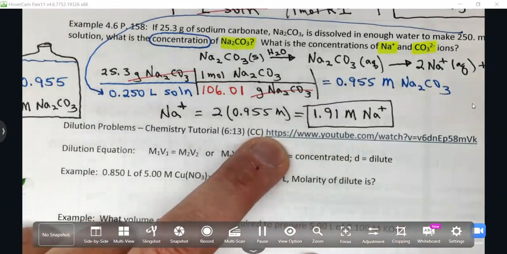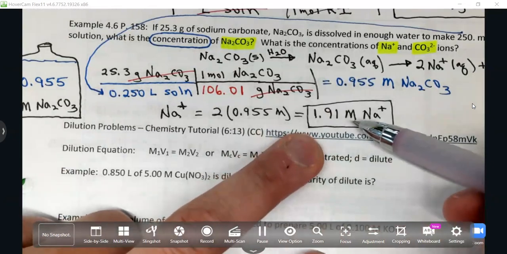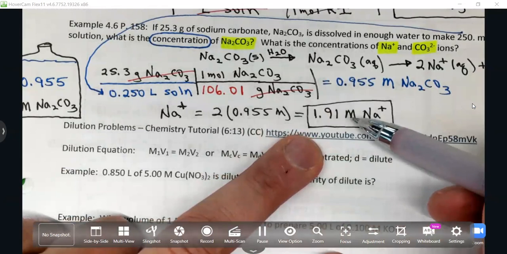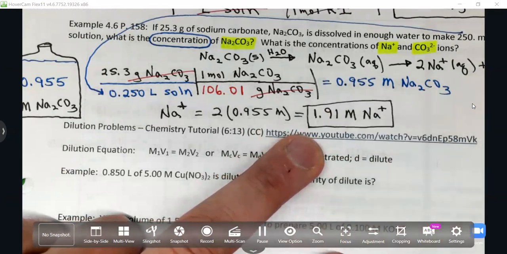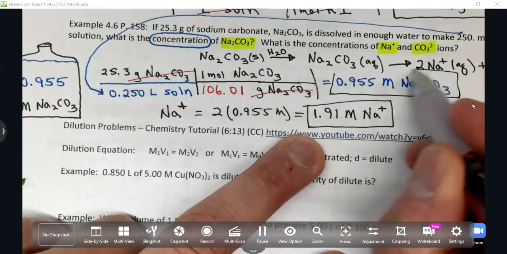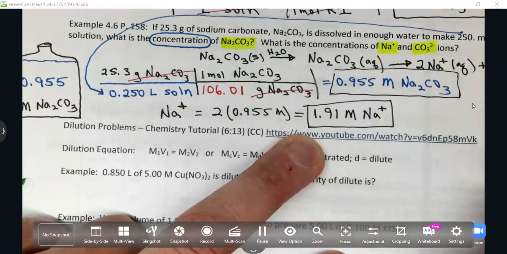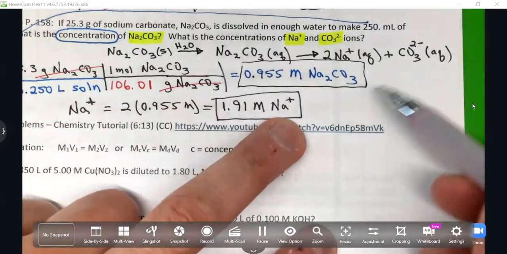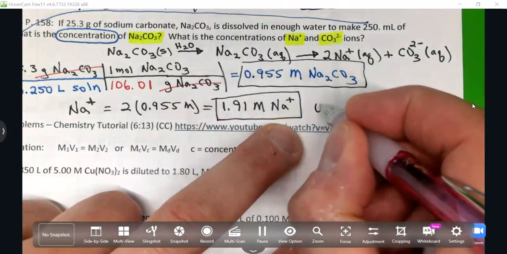Remember, this is moles per liter. Moles is just a number, right? Just like a dozen is 12, moles is just 6.022 times 10 to the 23rd. Then you only get one carbonate, so it's going to be 0.955 molarity carbonate.